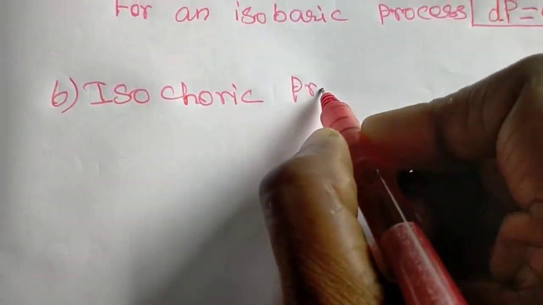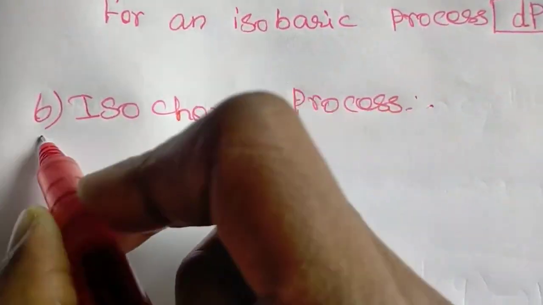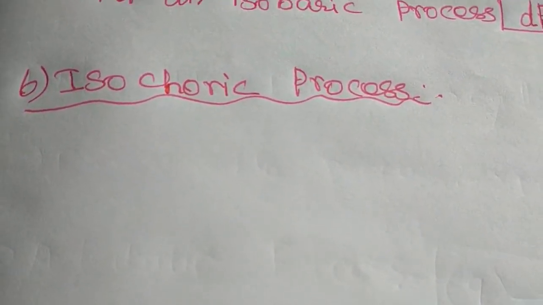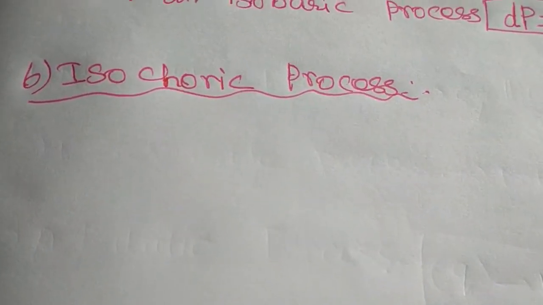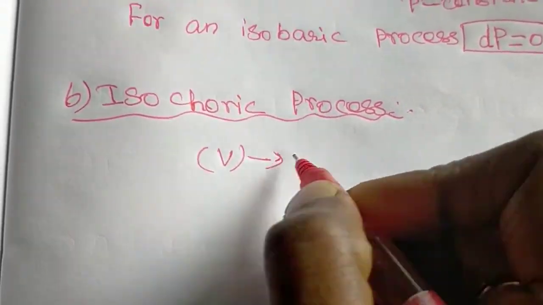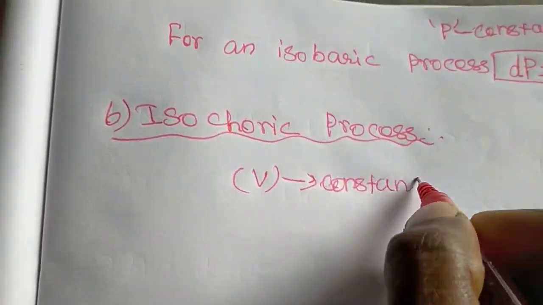Next process is the isochoric process. It is also one of the thermodynamic processes. In the isochoric process, here also you have to take one constant, that is volume. Isochoric process means here we took the constant as volume, constant volume.